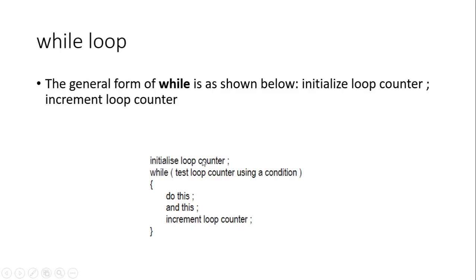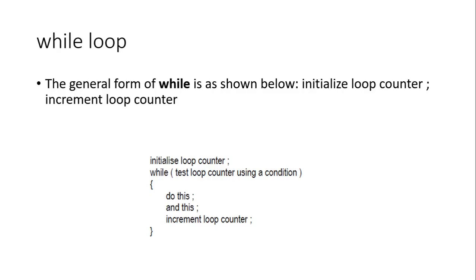Remember one thing, all loop concepts have three constraints. One is the initialization, another is the incrementation, and third is the termination, which we call the condition check, because after a certain point of time the loop has to be exhausted and terminated. It cannot run for infinite time.